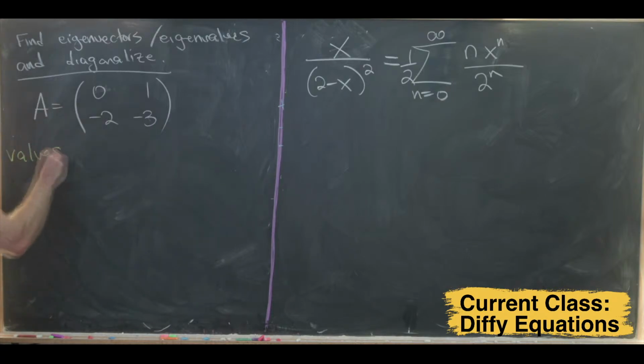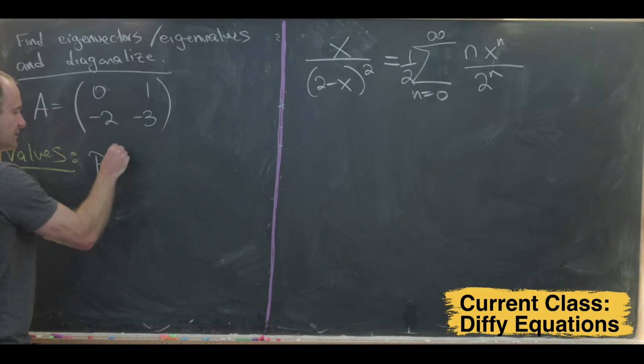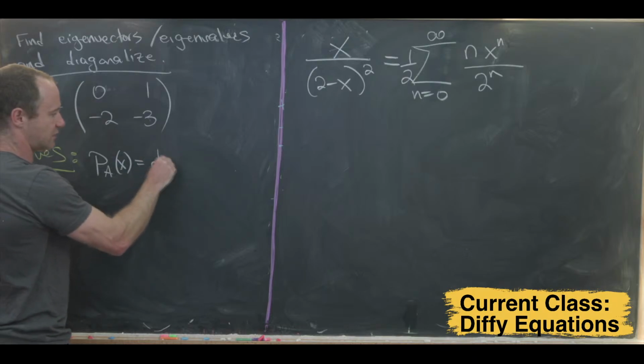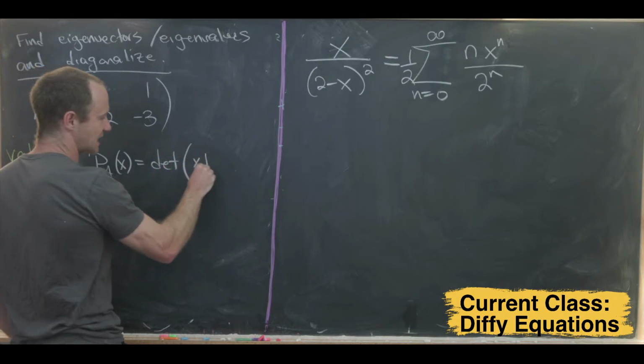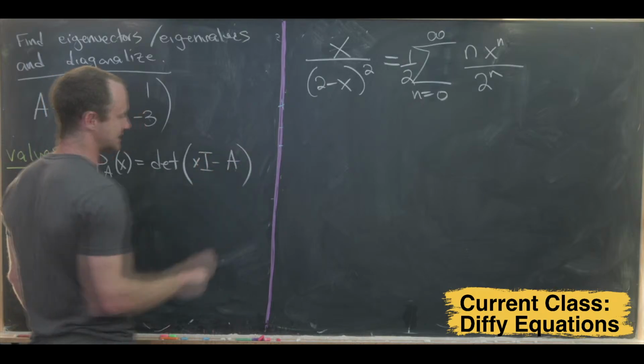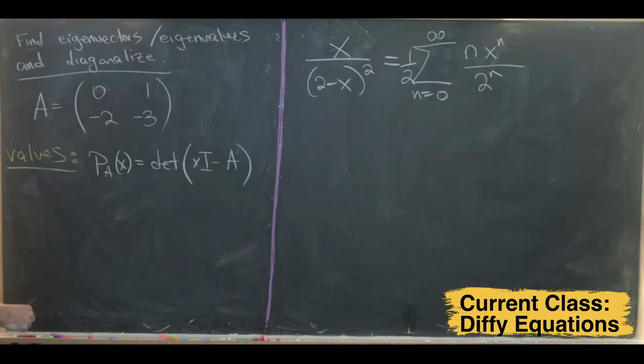So I'll just put right here the eigenvalues. Let's recall that those are roots of the characteristic polynomial. So that means we need to find the characteristic polynomial. That's the determinant of x times the identity matrix minus our matrix. Sometimes that's done in the other order, but it doesn't really matter. So let's see, that's going to be the determinant of what matrix?